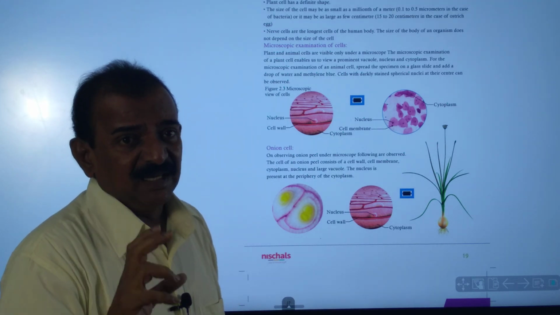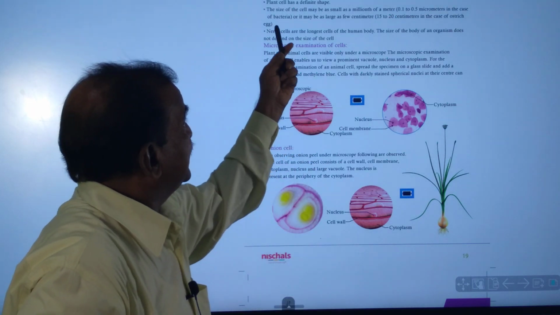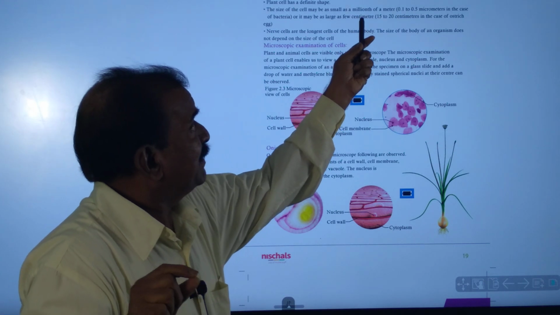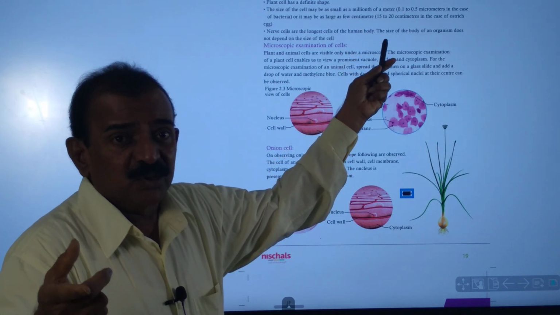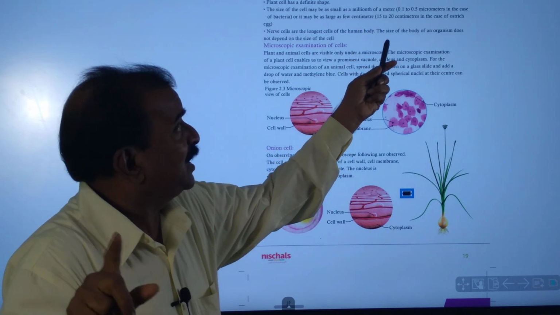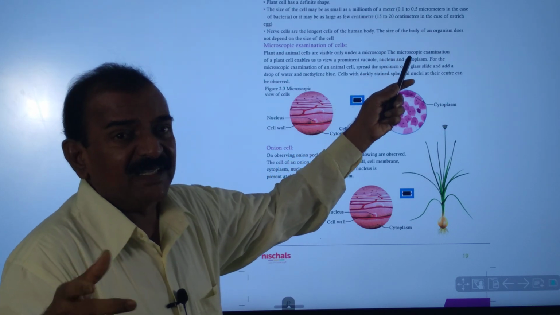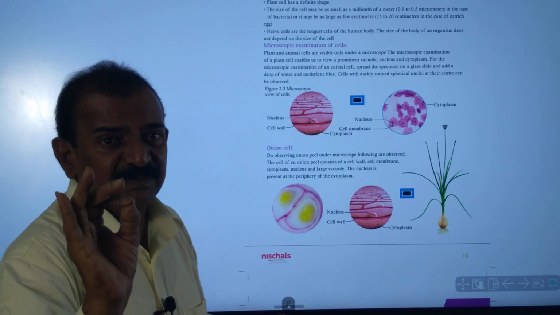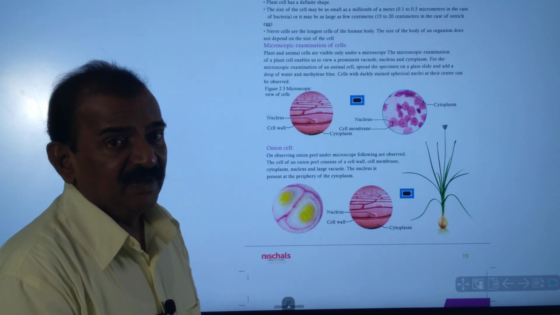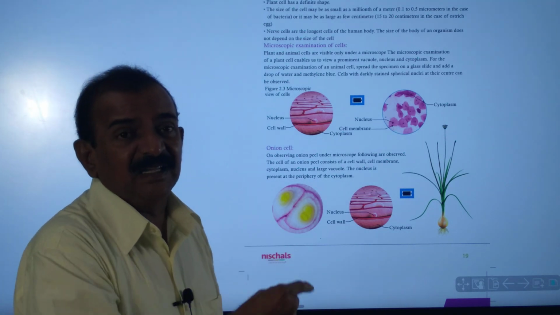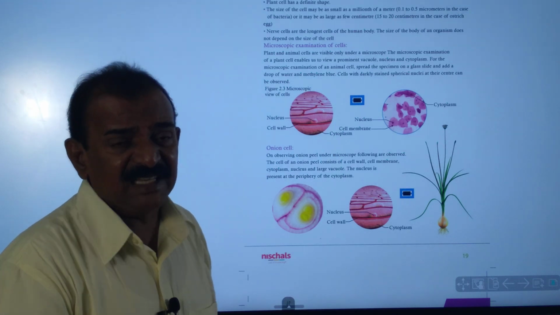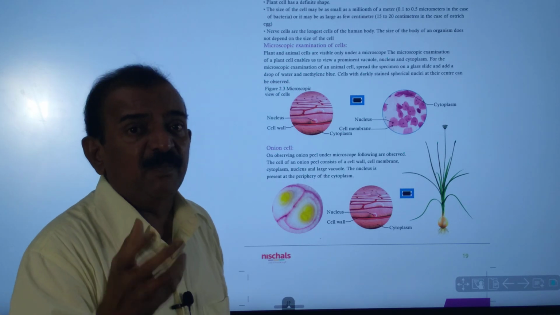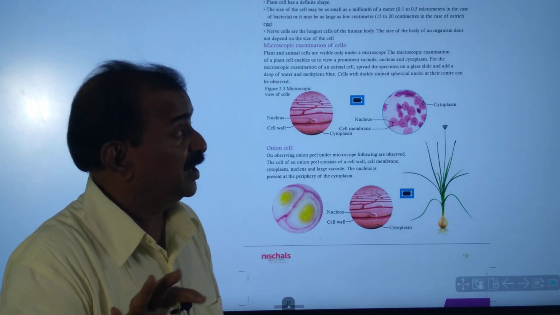Turgidity to the cell. Again you see, the size of a cell may be as small as a millionth of a meter, so 0.1 to 0.5 micrometer, that is the smallest cell, and the smallest cell is generally observed in bacterium. We cannot see bacterium with our naked eyes, so they can be seen with the help of an electron microscope only.